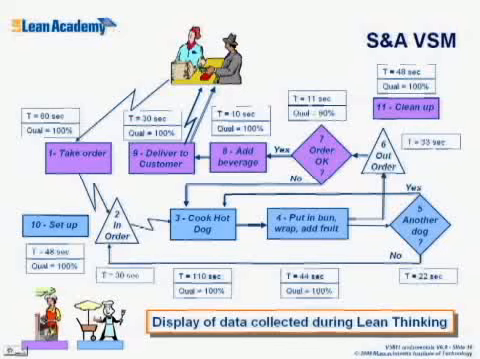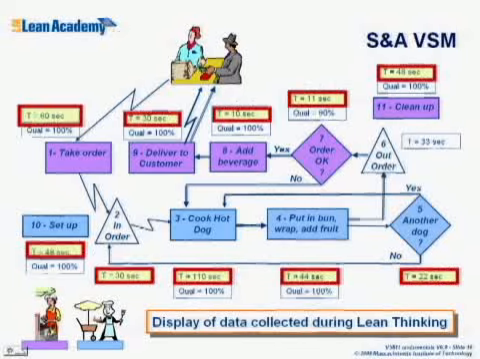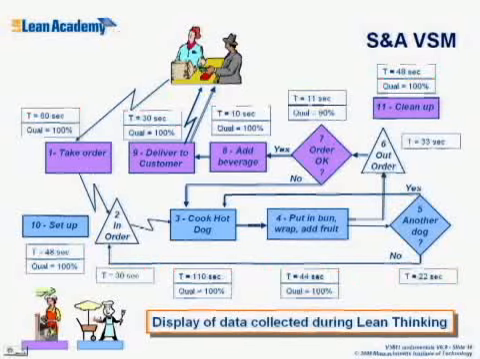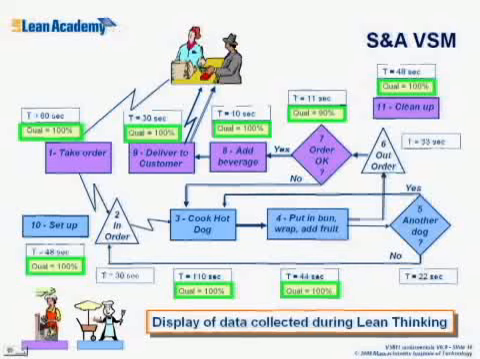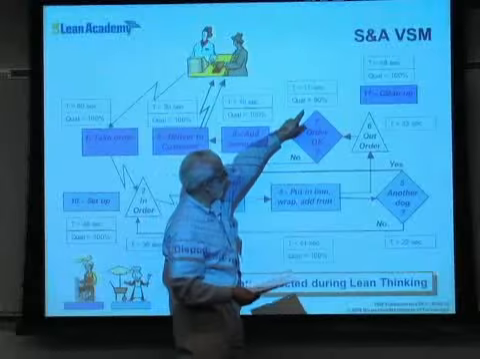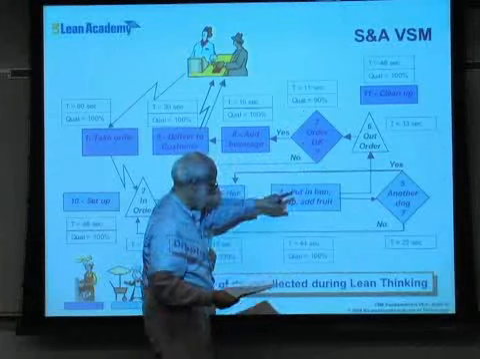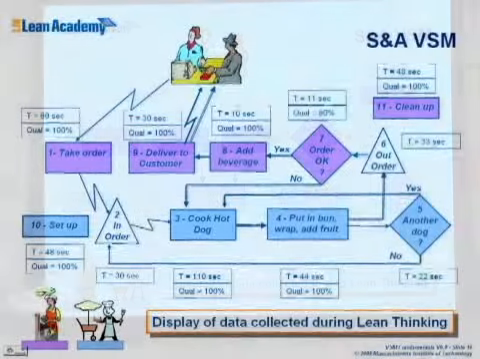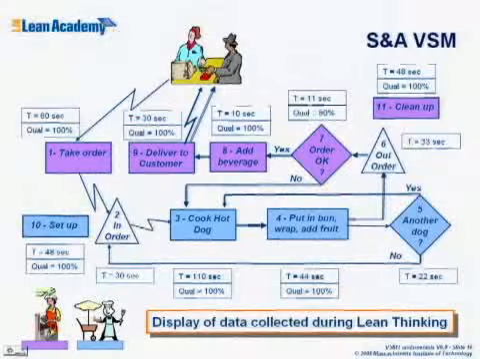Now, I've taken the cycle time data that's on here and put it next to each of the boxes on the process map. And then we've also captured quality data, and so we have 10% rejects on this, but otherwise we're okay. Okay, so that's the kind of data you might see showing up on a value stream map.